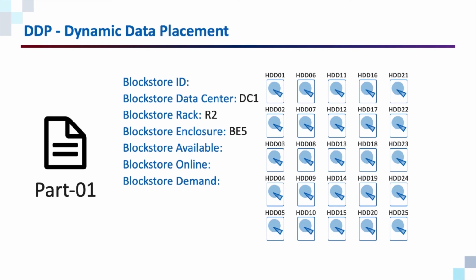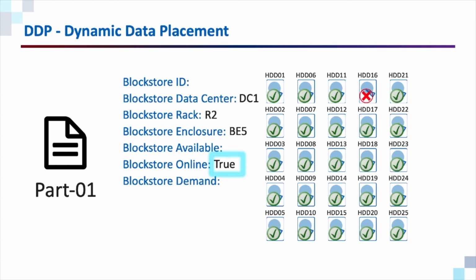So we evaluate the block store attributes. We need the block store to be online, and in this case, there's one block store that is not online, so it's eliminated from the selection set.